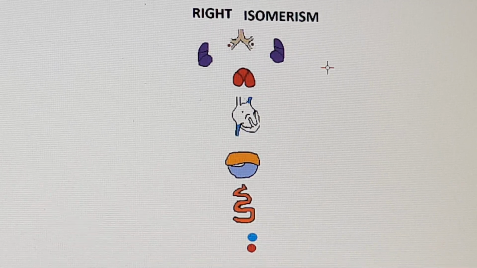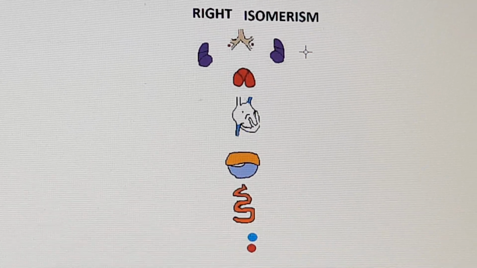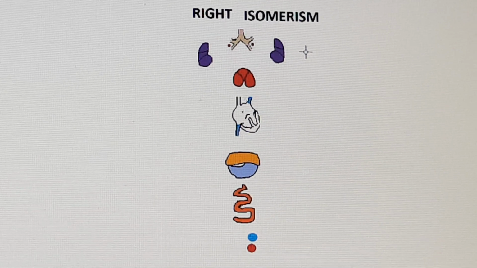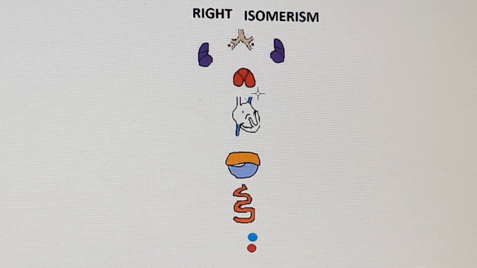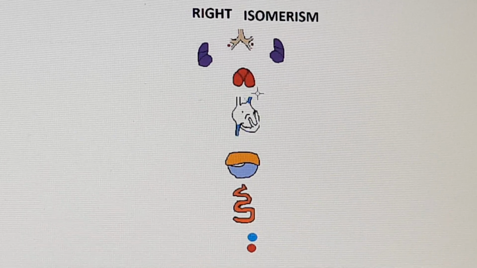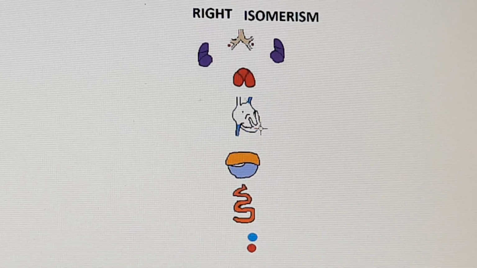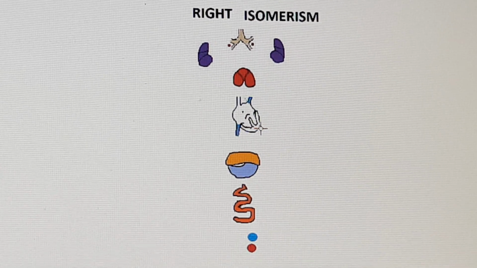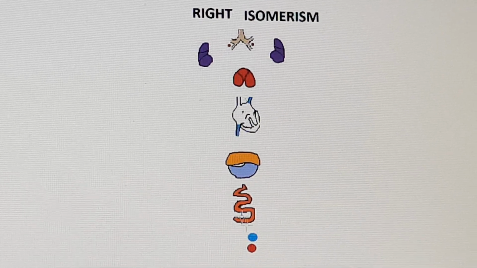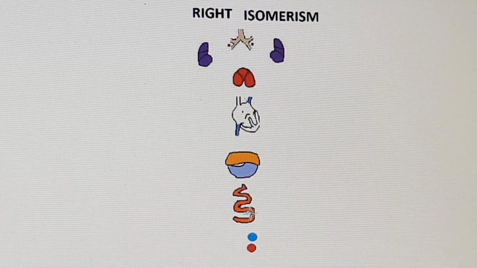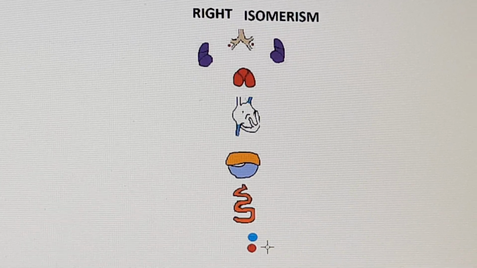So to summarize, in right isomerism, there are bilateral right-sided bronchial anatomy, bilateral eparterial bronchi, bilateral trilobed lungs, bilateral right-sided broad-based ear-like atria, left superior vena cava, complex cardiac anomaly which could be atrioventricular septal defects, double outlet right ventricles, TAPVCs, etc., central liver, central stomach, small bowel malrotation, and anteriorly placed IVC as compared to aorta.